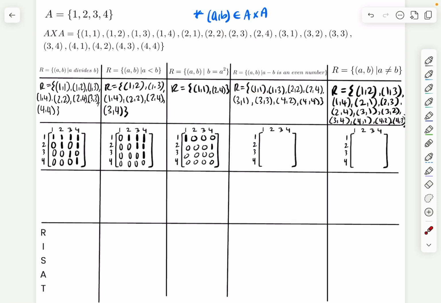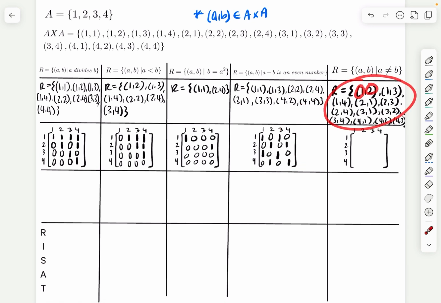1 is related to 1, so you put a 1 there. 1 is related to 3, so 1 goes here. 2 is related to 2, so 1 goes here. 2 is related to 4, so a 1 goes there. 3 is related to 1, so a 1 goes here. 3 is related to 3, so a 1 goes there. 4 is related to 2, so 1 goes there. And finally, 4 is related to 4, so 1 goes here. And everywhere else, there is a 0.